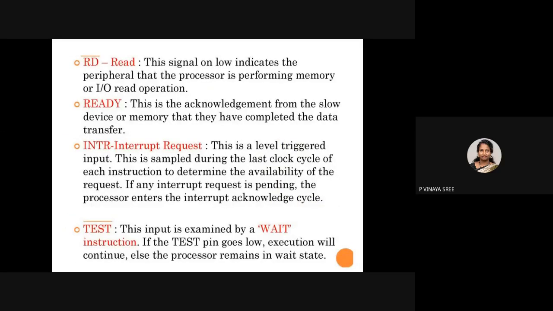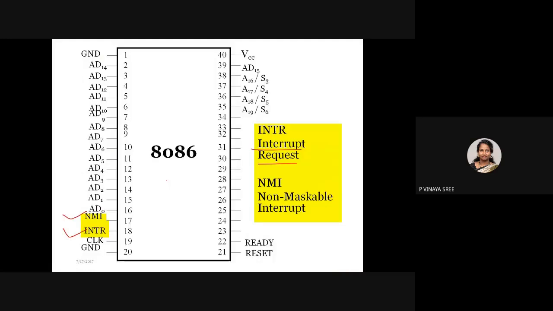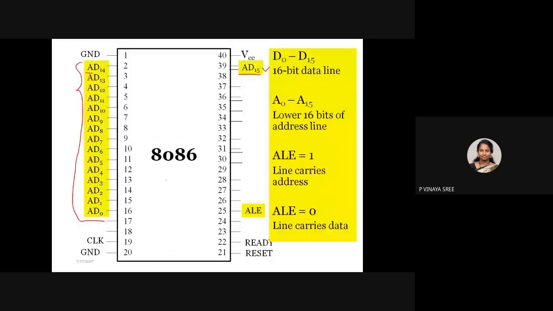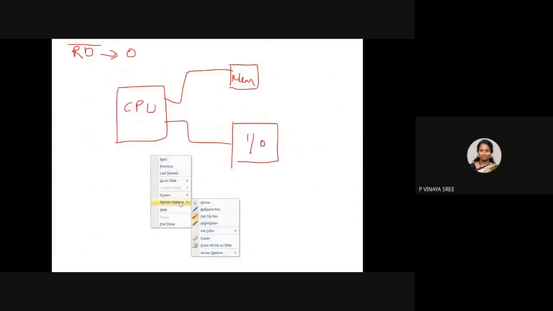So here it is ready. This is an acknowledgement from the slow device or memory that they have completed the data transfer. So you have a processor, and you have device 1 and one more device 2. Consider that a device may be a memory or an external peripheral device.